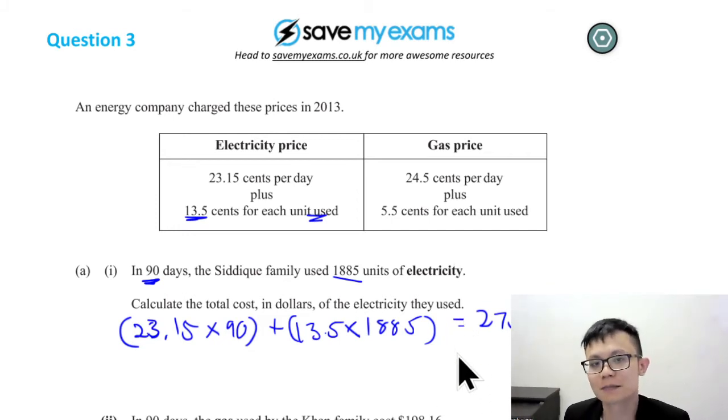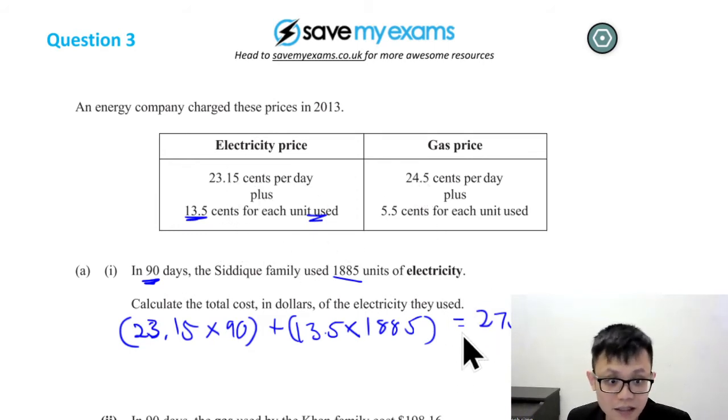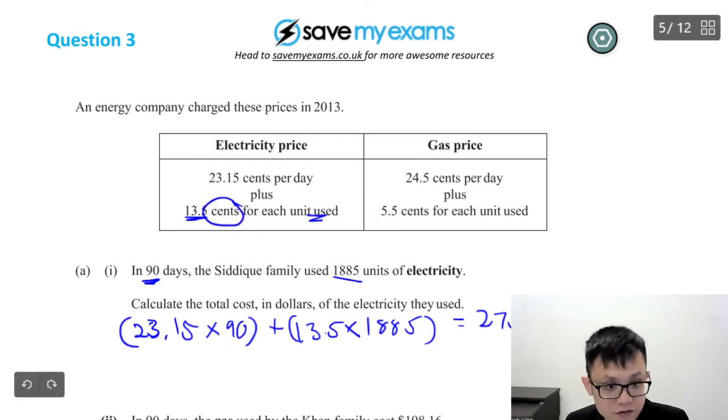But the electric bill cannot be 27,000, right? It's too expensive. Because we see the unit we use here, if you write this you will only get 1 mark, because the unit here is cents. So let's change to dollars. It will be 275.31 dollars. Okay, let's read the following question.